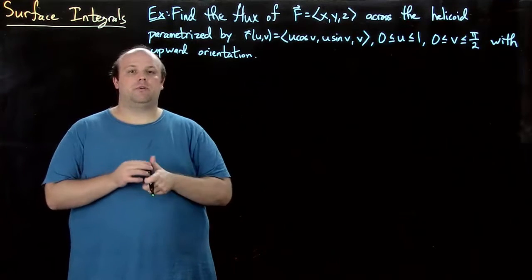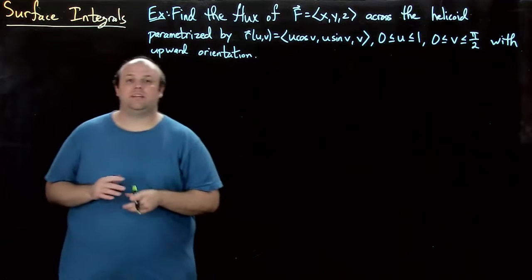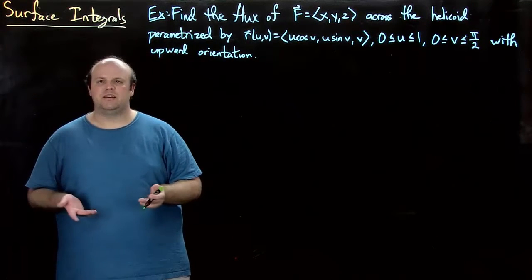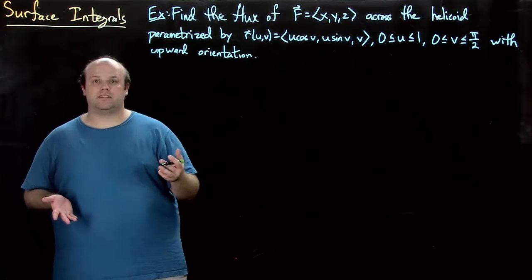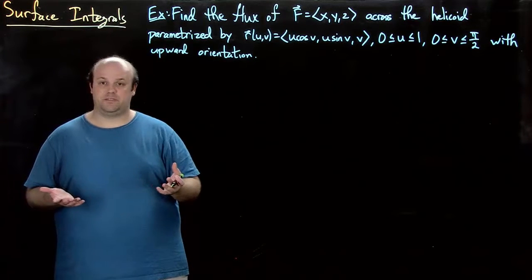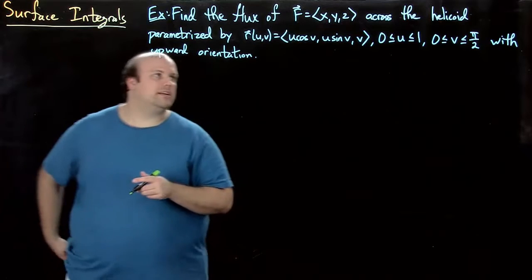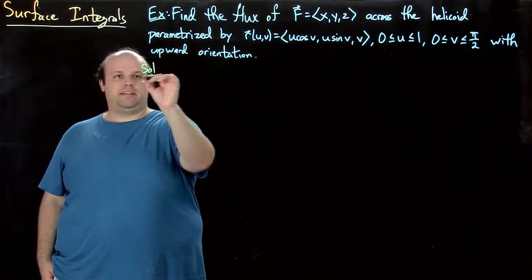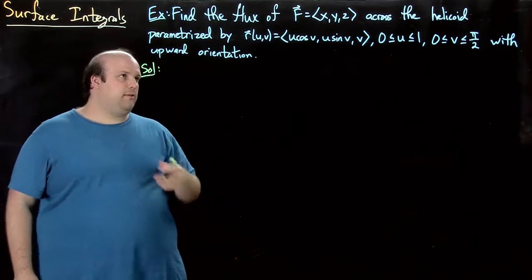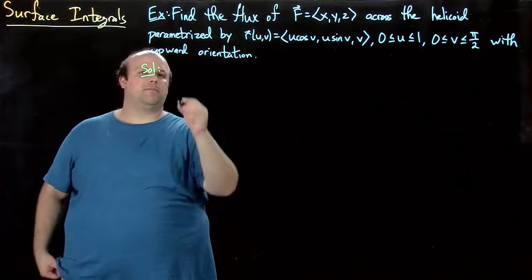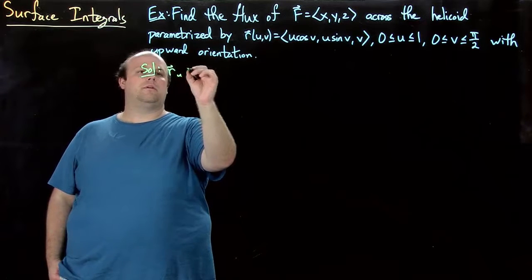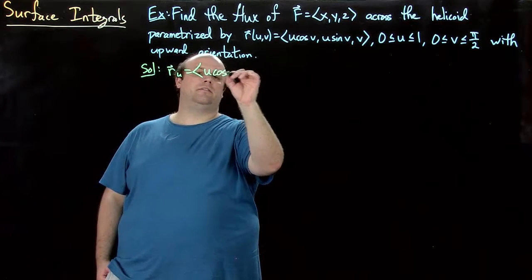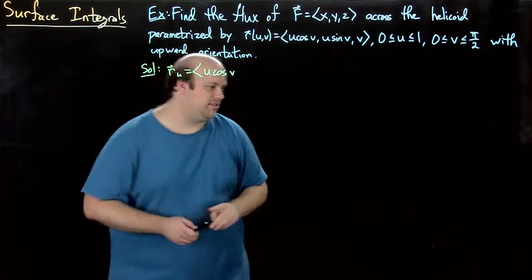When doing this, we already have the parameterization in this case, so we just need to get the correct orientation and then set up and do the flux. For finding the orientation, we need to take these two derivatives, r_u, which is cosine v.